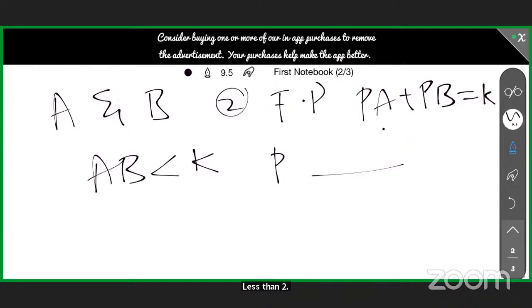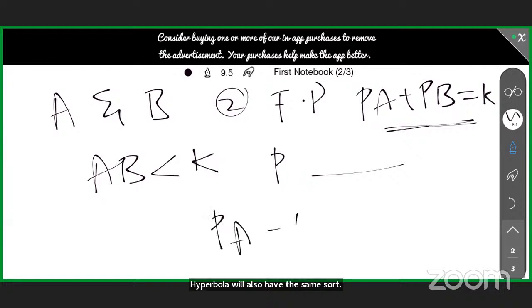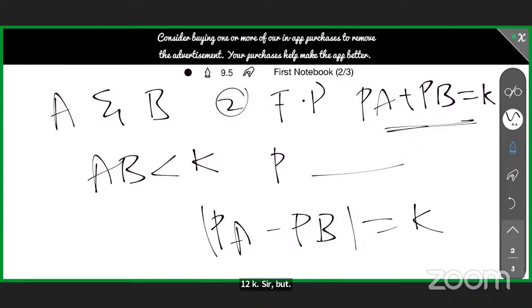First of all, a sum of two distances being constant only comes in an ellipse. Yes, sir. But hyperbola will also have the same, sir? No, hyperbola is a difference equal to k. We can't have a sum of the distances to fixed points being the same for a hyperbola. No, that will never happen. For us to have a hyperbola, we should have a difference of the distances of the point to the fixed points. So for a hyperbola, this condition has to come.